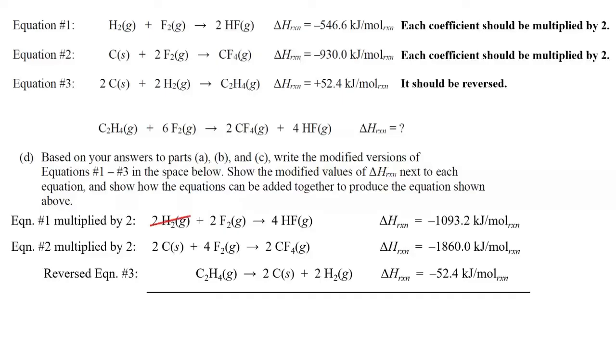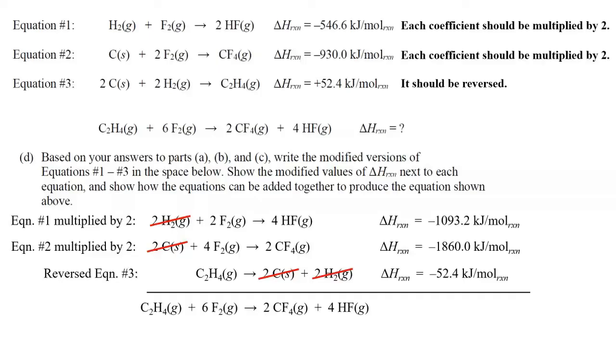So I see 2H2, so 2 molecules of hydrogen on the left and 2 molecules of hydrogen on the right, so those are crossed off. I see 2 carbons on the left and 2 carbons on the right, so I get rid of those. And now when I bring everything down from those individual equations, I have C2H4 on the left. I have a total of 6 moles of fluorine on the left. And on the right, I have 2 moles of CF4 and 4 moles of HF. So everything in that overall equation is exactly where it should be. So all of these modifications did exactly what they were supposed to do.